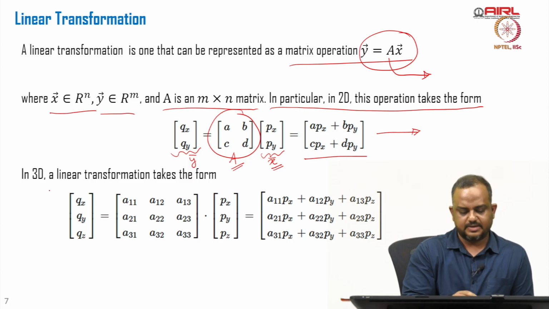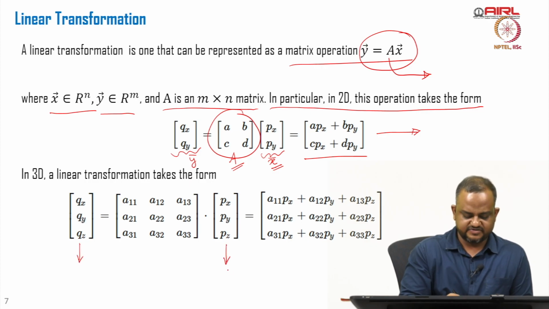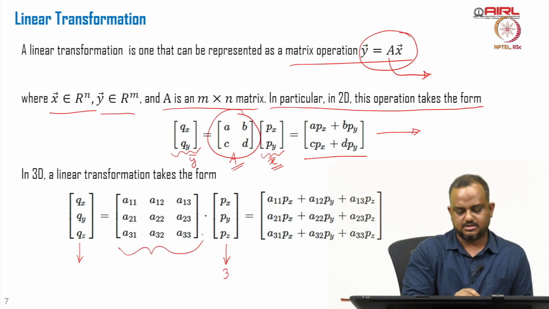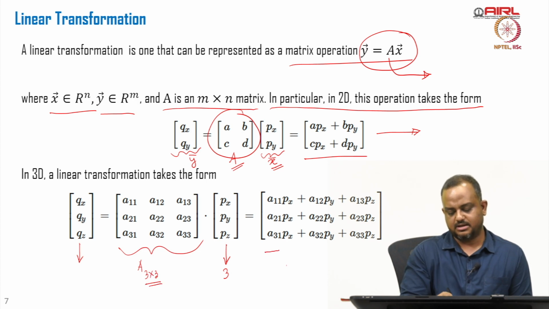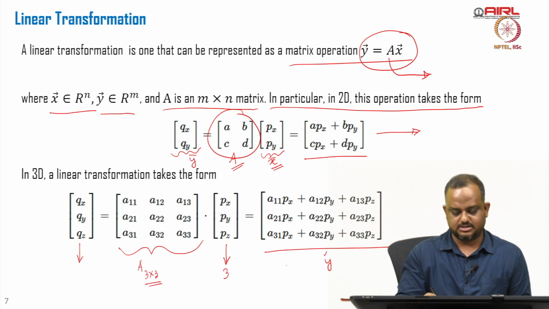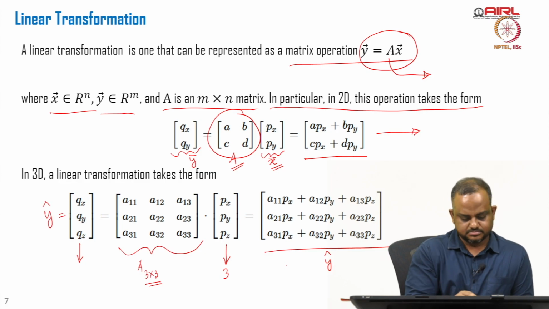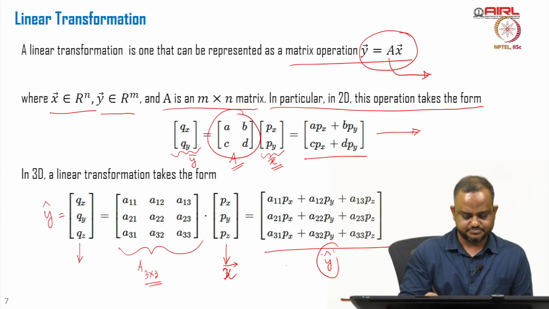Okay, in 3D what happens? In 3D the vectors will have 3 elements, x vector will have 3 elements, y vector will also have 3 elements, and accordingly the matrix through which the transformation is being done becomes a 3 cross 3 matrix, and we get the y vector like this. So this is the y vector, this is A, this particular vector is x, and finally we get y.